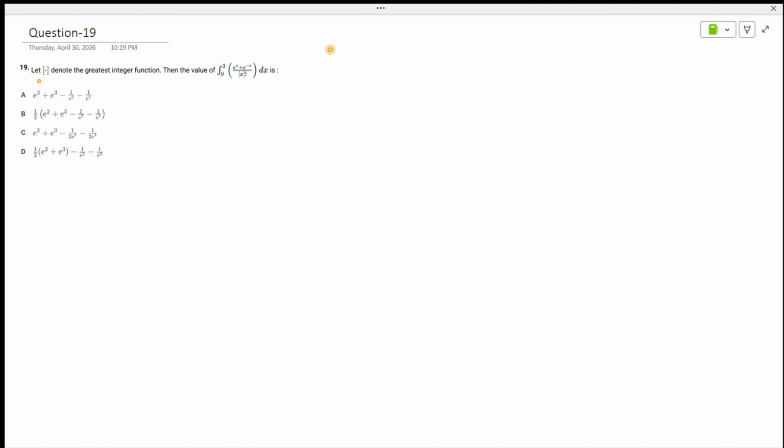Here the brackets represent the greatest integer function, and it is the integral from 0 to 3. Here we are having x factorial. So what we'll do is divide it into three different intervals: 0 to 1, 1 to 2, and 2 to 3. In 0 to 1, we'll get (e^x + e^-x)/0!. Here we'll get (e^x + e^-x)/1!. Here (e^x + e^-x)/2!.